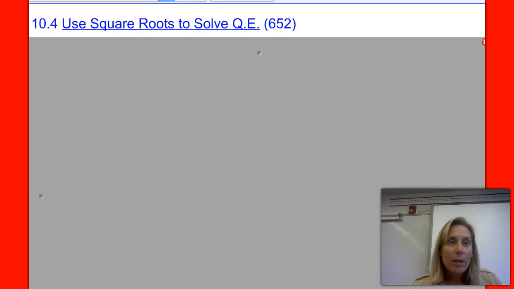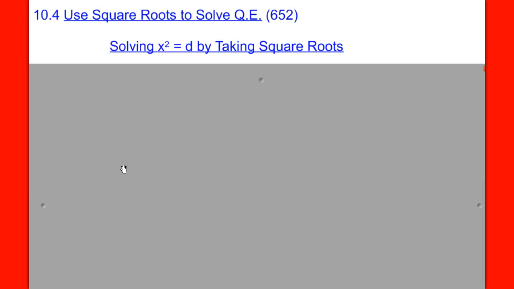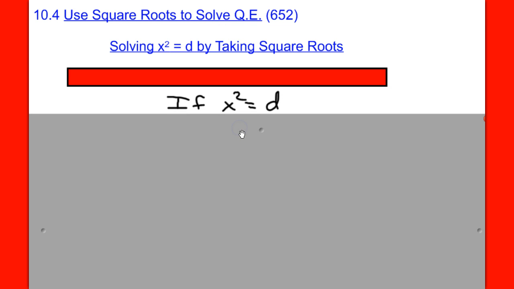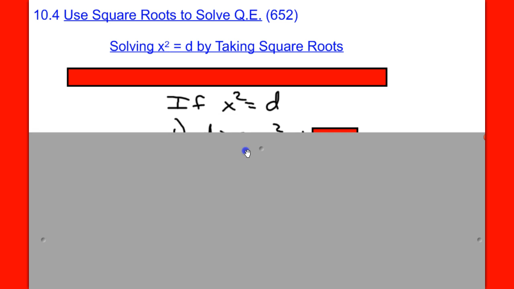Today we're going to talk about using square roots to solve quadratic equations. So if we're using square roots, we're going to see equations with squared terms, right? So we're solving for solutions. Keep that in mind. And so here's an equation where we could solve for x, right? If x squared equals d, what would you have to do to solve just for x? And the inverse of squaring is, very good, you'd have to take the square root.